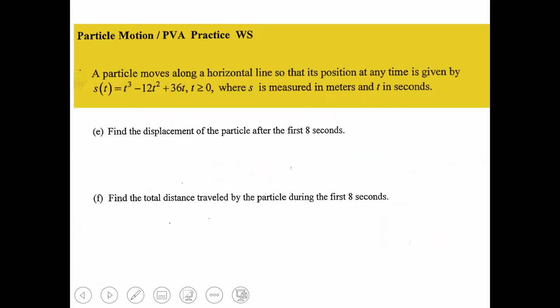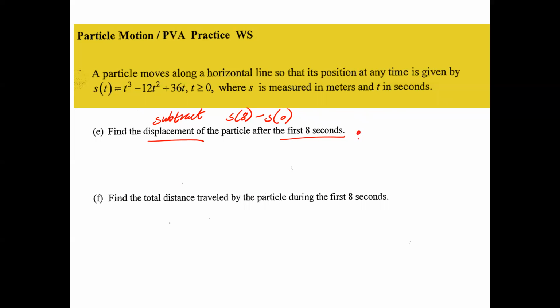All right, let's go ahead and take a look at E. All right, so finding the displacement of the particle means that you will have to go ahead and subtract. And it says first 8 seconds, so you will have to subtract the particle at 8 seconds minus the particle at 0 seconds. Because it's from the first 8 seconds, starting point at 0 seconds to end at 8 seconds.